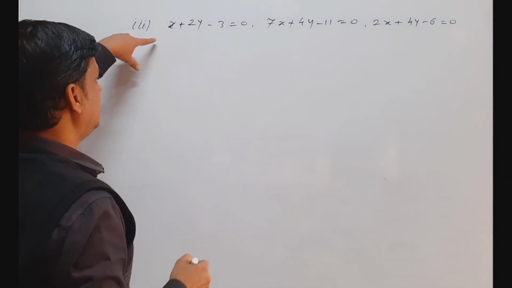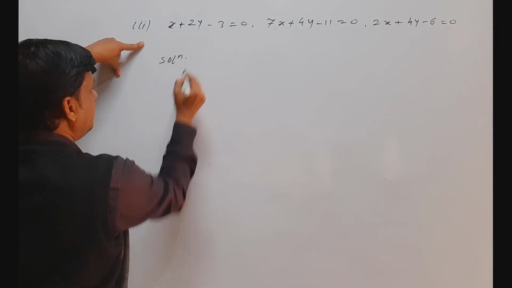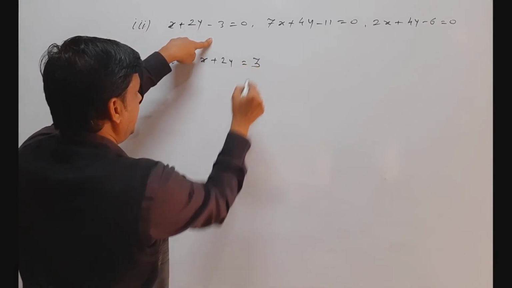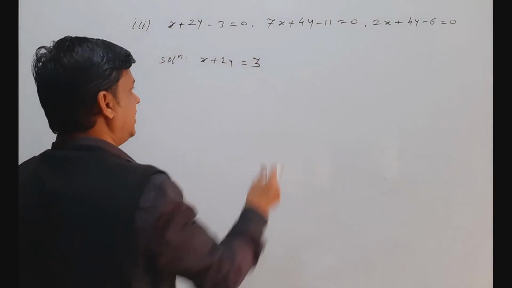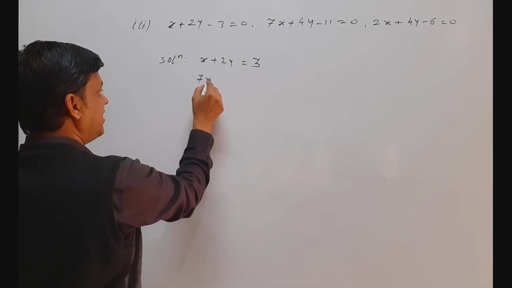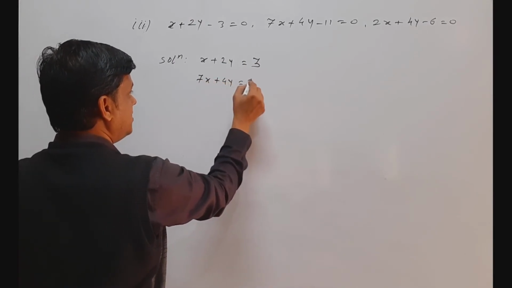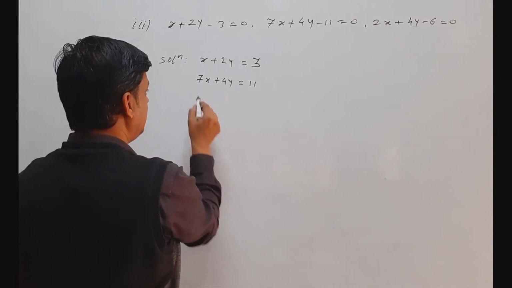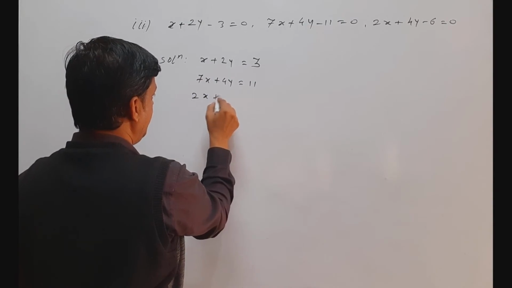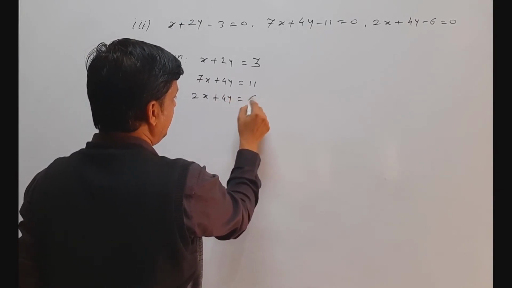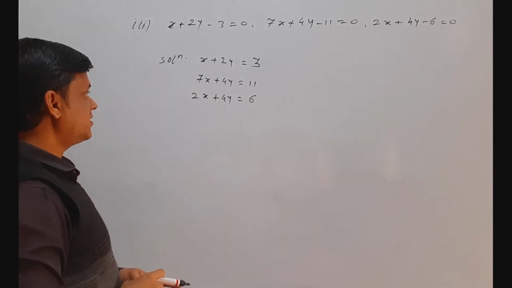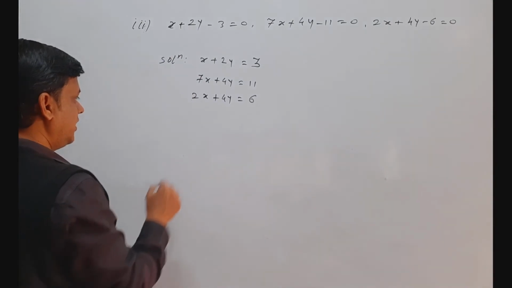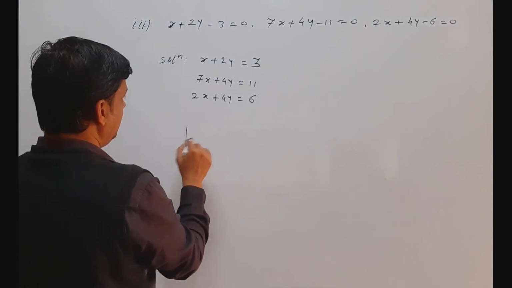See sub-question third. So write in solution given equation first. So write here x plus 2y is equal to plus 3. We transfer this minus 3 to right hand side. For second equation we write 7x plus 4y is equal to plus 11. We transfer this minus 11 to right hand side. Then 2x plus 4y is equal to plus 6. Now for consistency we have to check the determinant value equals to 0 or not. So we check here determinant.